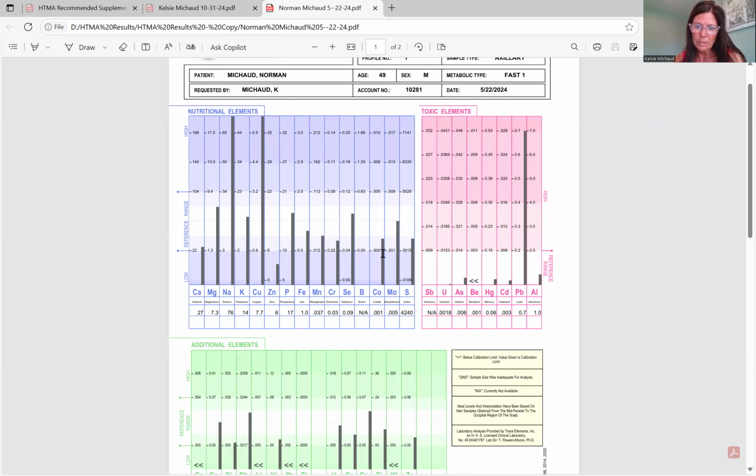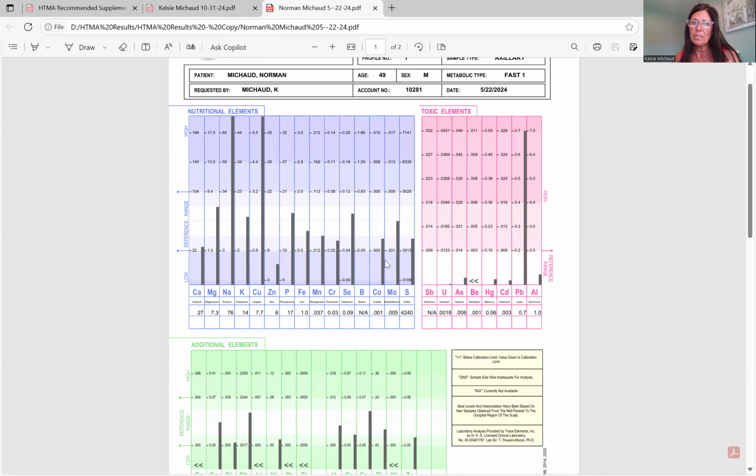His cobalt is showing low. So cobalt is actually your stomach acid. So it's showing low, so that's telling me he has low stomach acid. That means if our stomach acid is low, then we don't have that acid there to break down the foods that are coming in.